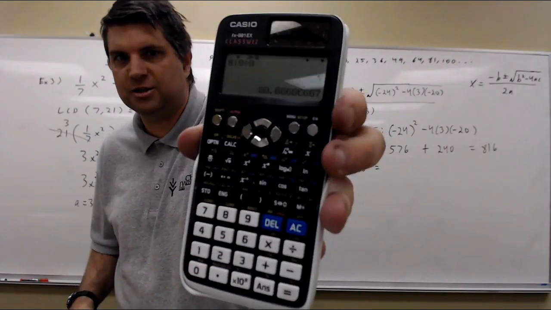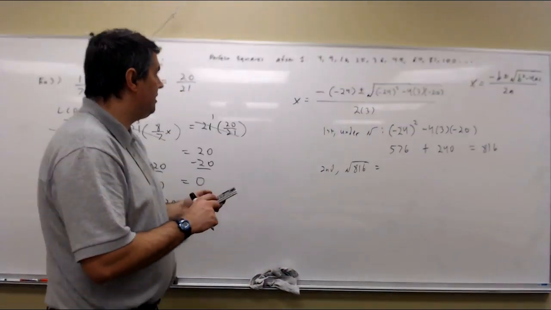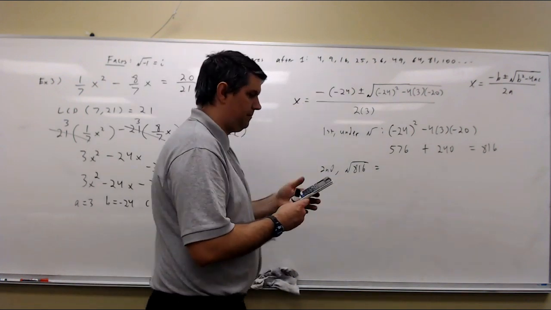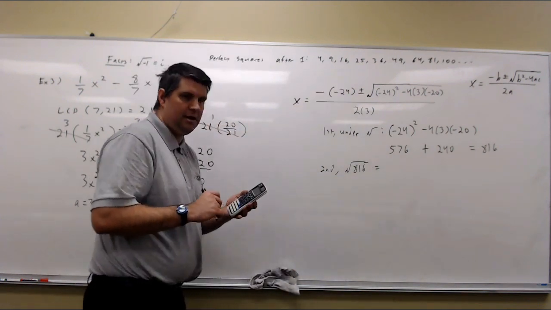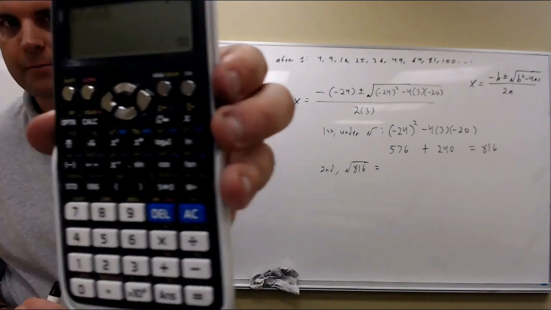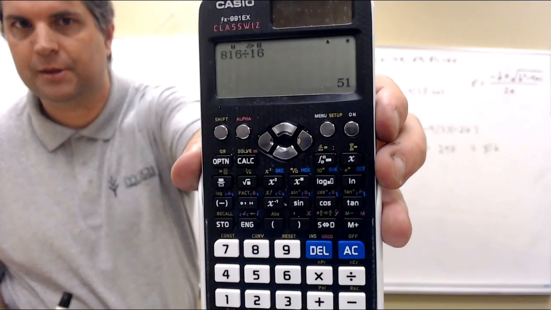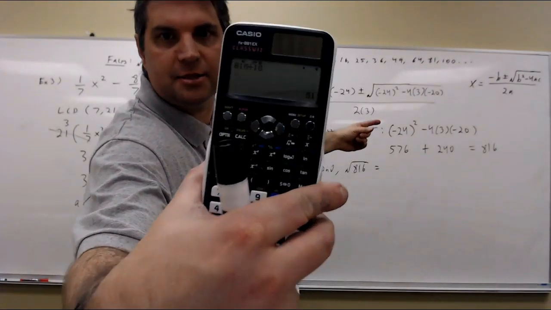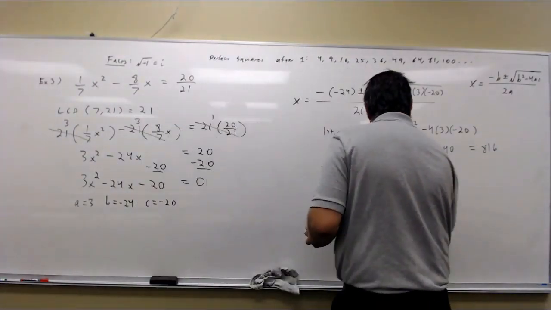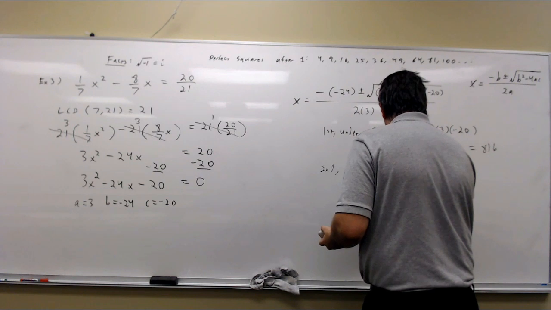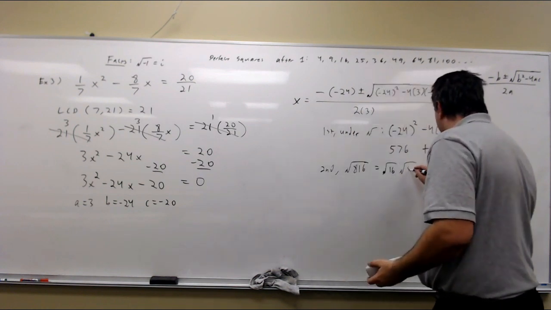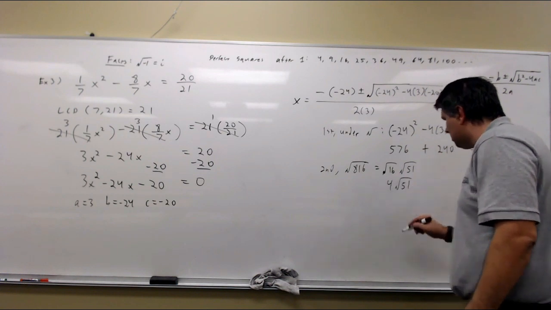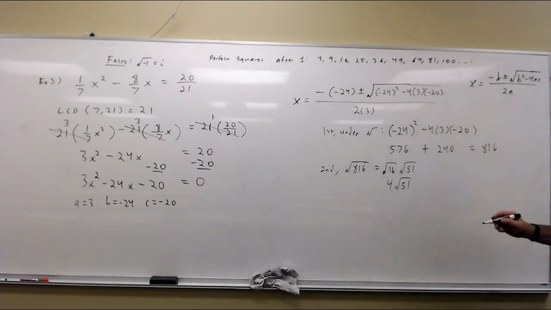Okay, so now I'll try 816 divided by 16. I get 51. And 51 is not divisible by any number on that list. So it's going to be the square root of 16 times the square root of 51. The square root of 16 is 4. So that's 4 square root of 51.